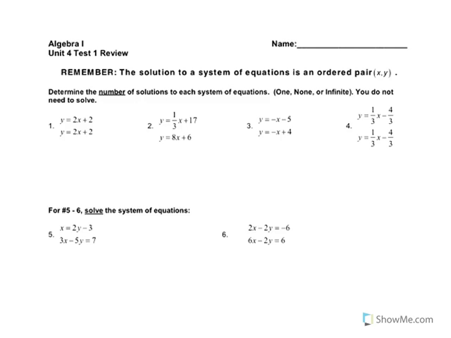This is the Algebra 1 test review for Unit 4. We have been studying systems of equations, so that's what this review is going to cover. So let's take a look at the first 4 questions here.